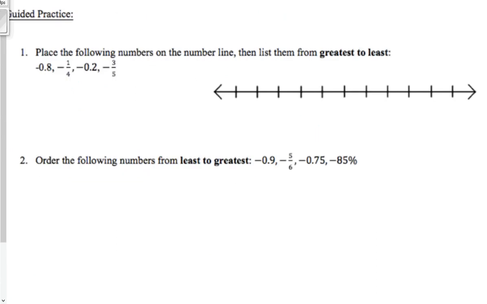All right, so here's our guided practice. Place the following numbers on the number line, then list them from greatest to least. All right, so I've got 0.8, it's already broken down. -1/4 is -0.25. 0.2 is already broken down, and 3/5 is going to be -0.60. All right, so let's go ahead and break these into tenths, and we're going to start with 0 here.